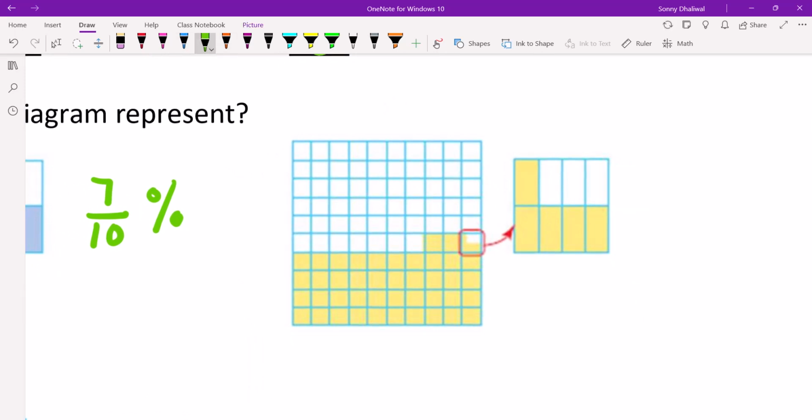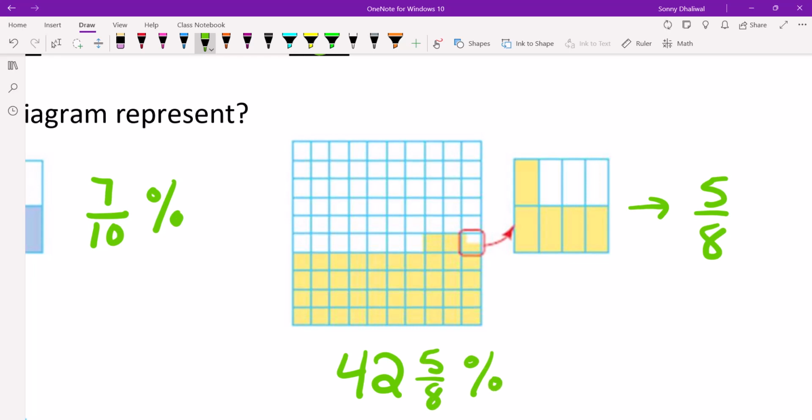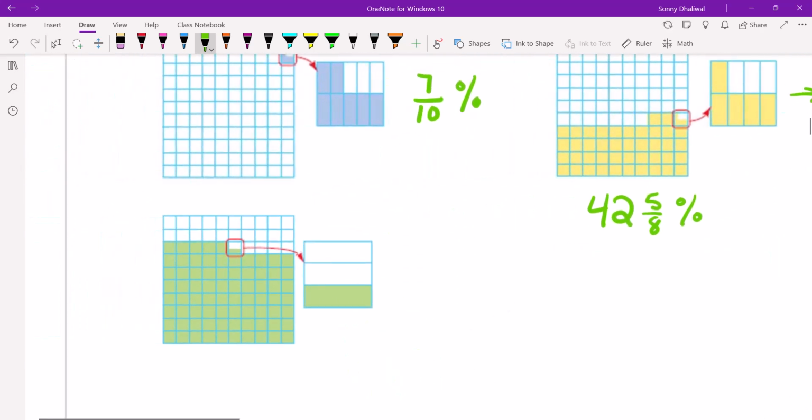Okay, we got this is 5 out of 8. But what about the rest of this? So it's 42. So this would be written as, hey, we have 42 full, and our fractional percent, less than 1, is 5 out of 8%. All right? So when you see a fraction with a percent symbol after it, it means it's less than 1%. All right? Okay.